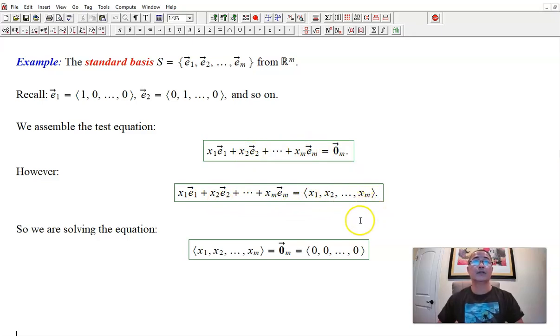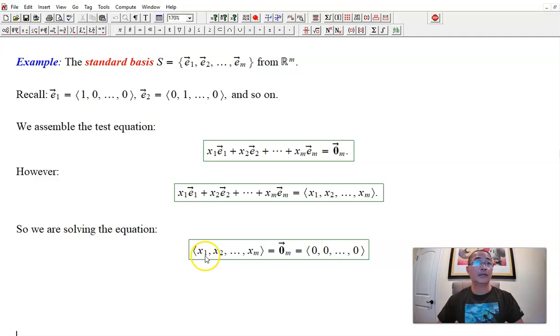We saw this, of course, in section 1.1, when we said that every vector in Rm, in this case, can be expressed uniquely as a linear combination of e1 through en. In other words, our test equation simplifies to x1 to xm on the left and the zero vector 0m on the right. So, of course, what are the solutions to this very simple equation?